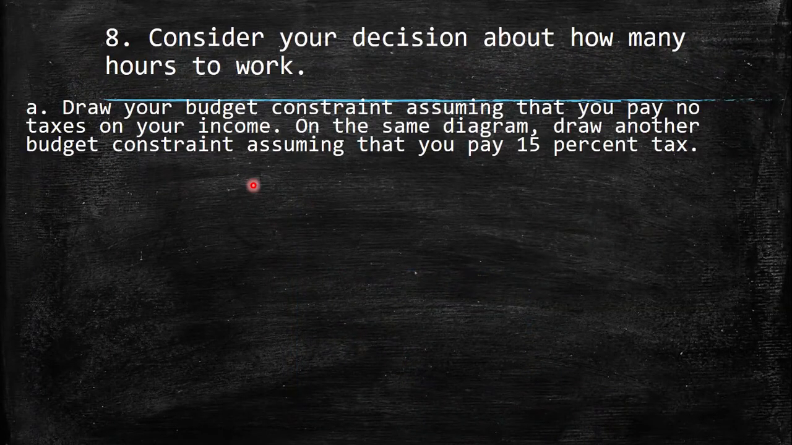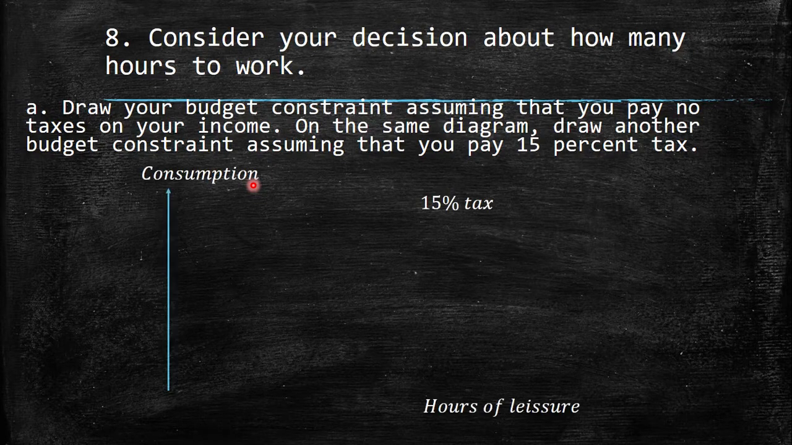So next point. Consider your decision about how many hours to work. Draw your budget constraint assuming that you pay no taxes on your income. On the same diagram, draw another budget constraint assuming that you pay 15% tax. So then, this is your consumption and this is your hours of leisure. Why do we make this representation? Because it's how we do it throughout the chapter.